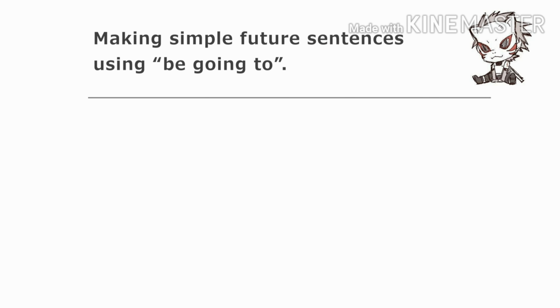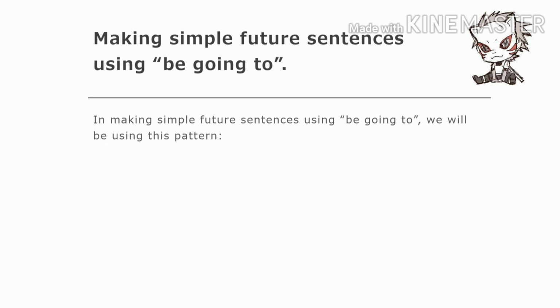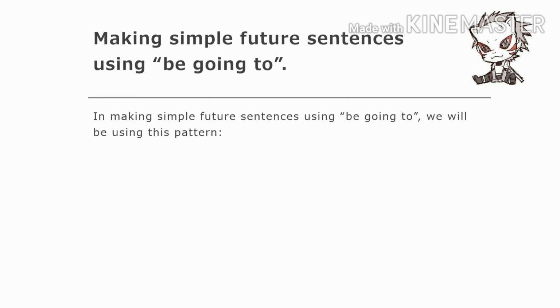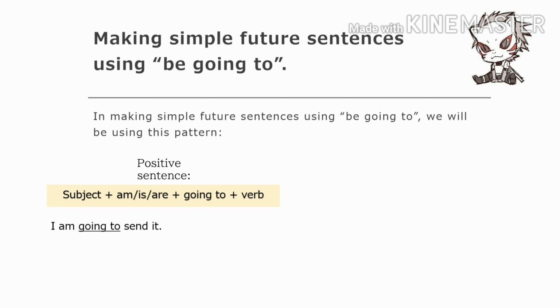Making simple future sentences using be going to. Now in making simple future sentences using be going to, we'll be using this pattern. For the positive sentence, we will be using subject plus am, is, or are plus going to plus verb. I am going to send it.